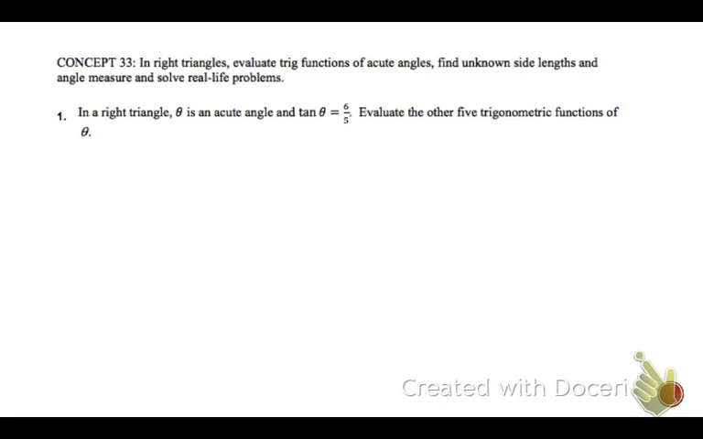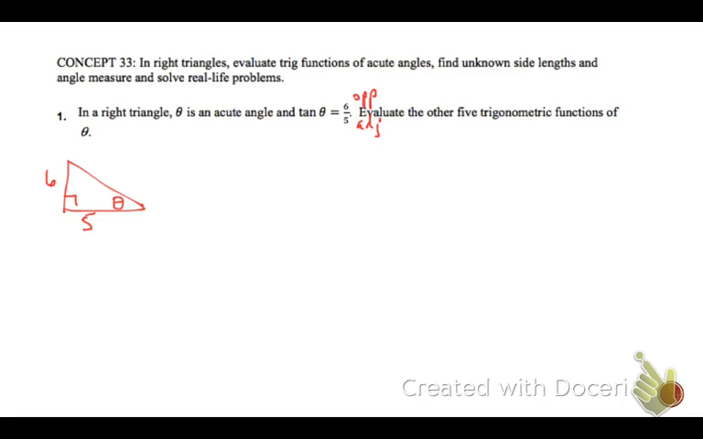So let's start by actually drawing the triangle. It's a right triangle, and we'll just name one of the acute angles theta. Now we were given that the tangent of theta is 6/5, so remember that the tangent ratio is the opposite side over the adjacent. So let's label the triangle. The side that's opposite of theta is 6, the side that is adjacent to theta is 5.